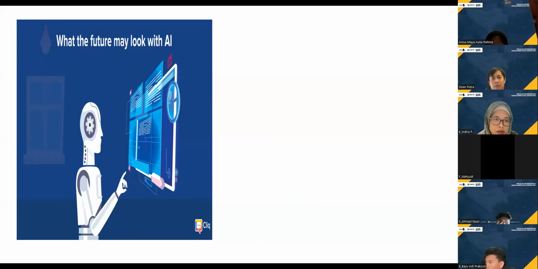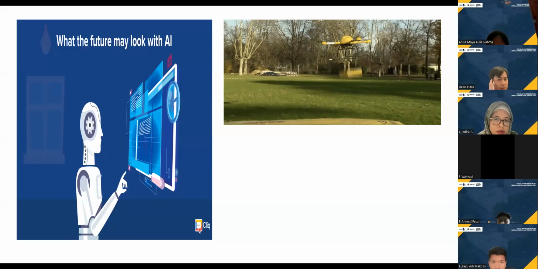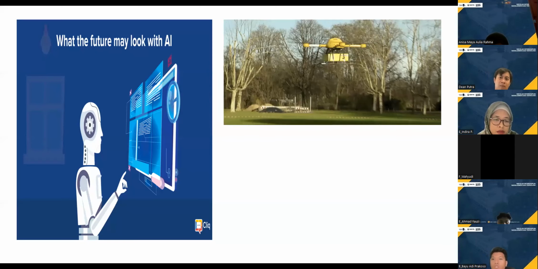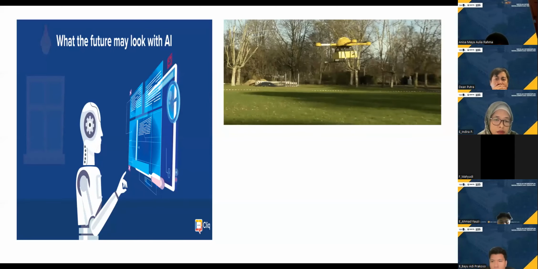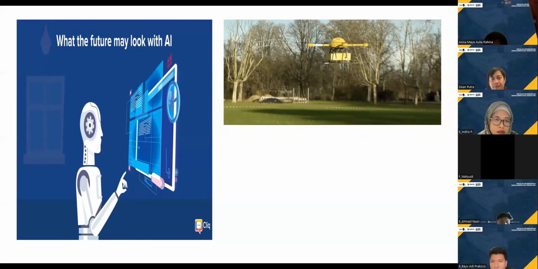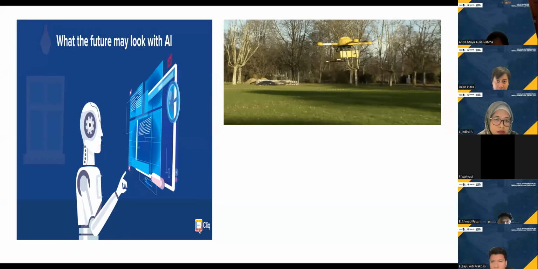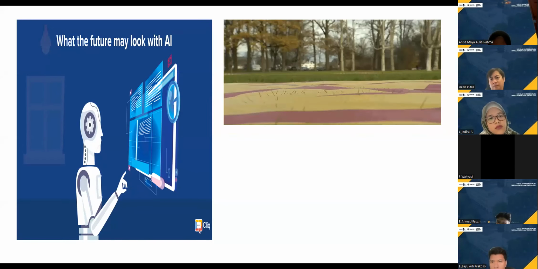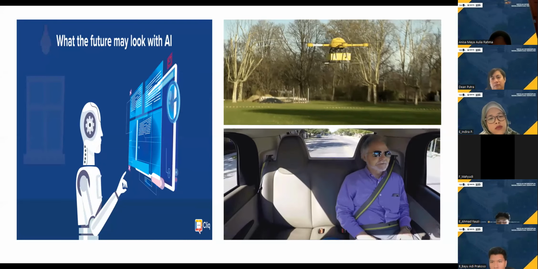Okay, so what will the future look like with artificial intelligence? We are already using drones, right? During the COVID times, in many countries, drones were used to deliver medicines to various places. In future, we can expect that drones can be used in a bigger way for delivery of various kinds of products. So this is exactly what you're seeing in the picture here.